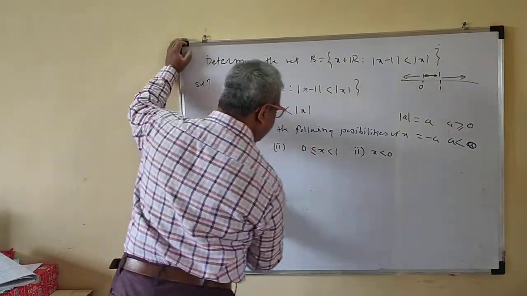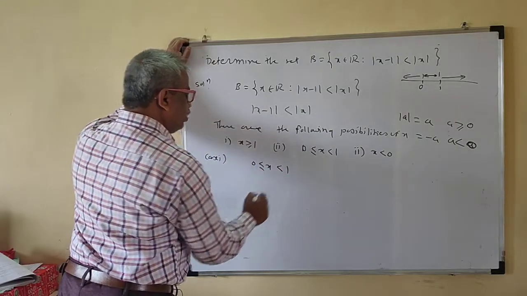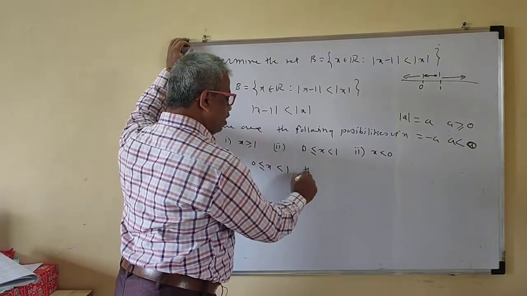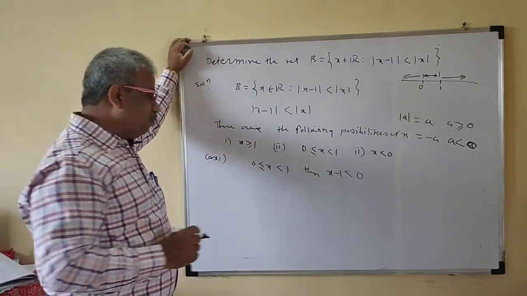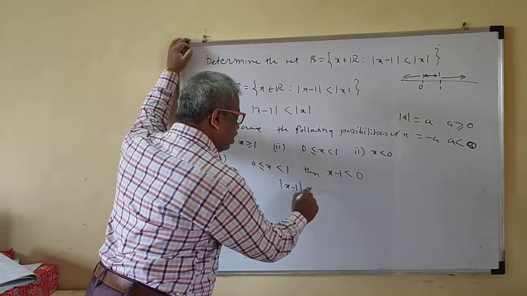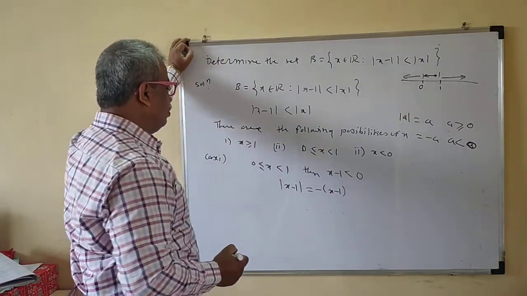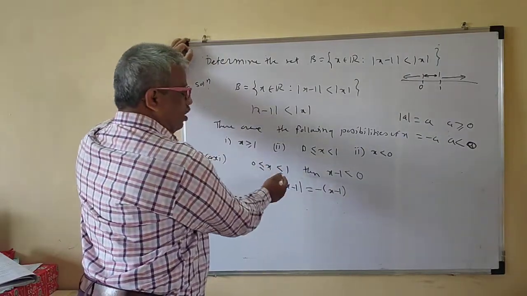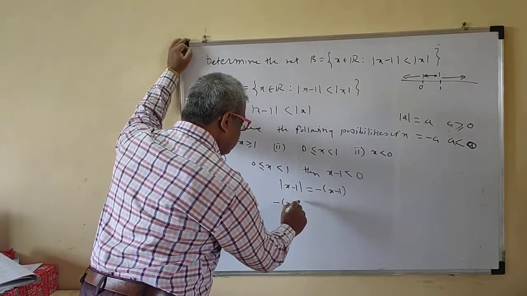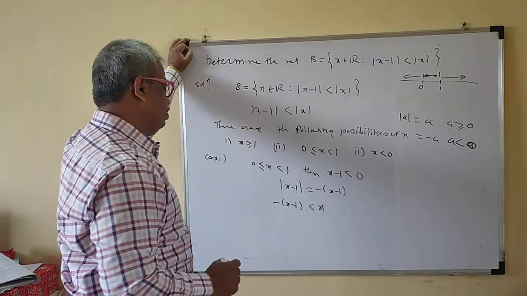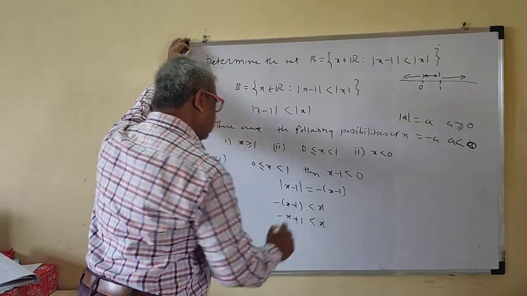Now we'll take 0 less than x less than 1. Then x minus 1 is less than 0, so x minus 1 is negative. That means mod of x minus 1 is equal to minus of x minus 1. Now x is positive here, so mod of x will be x. That is, minus of x minus 1 is less than x. So this is minus x plus 1 is less than x.